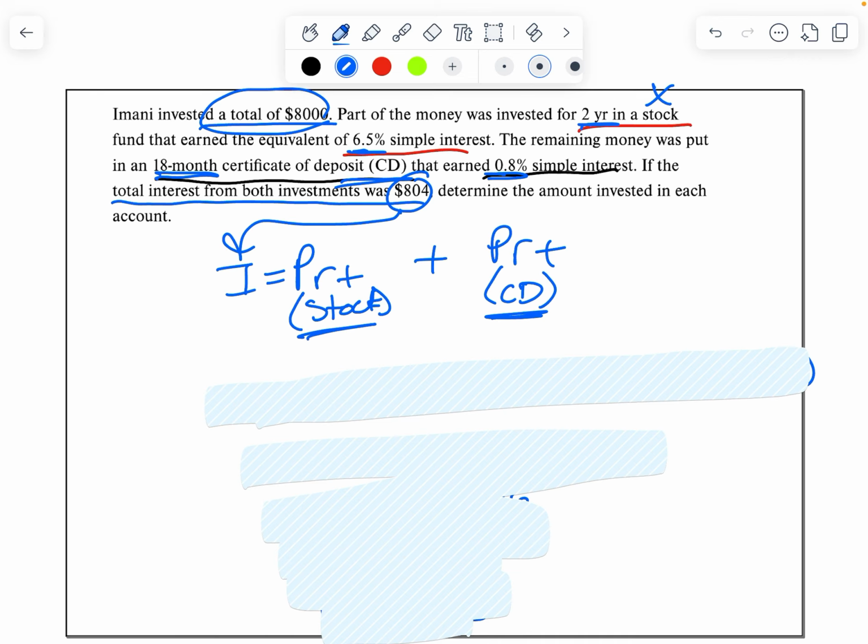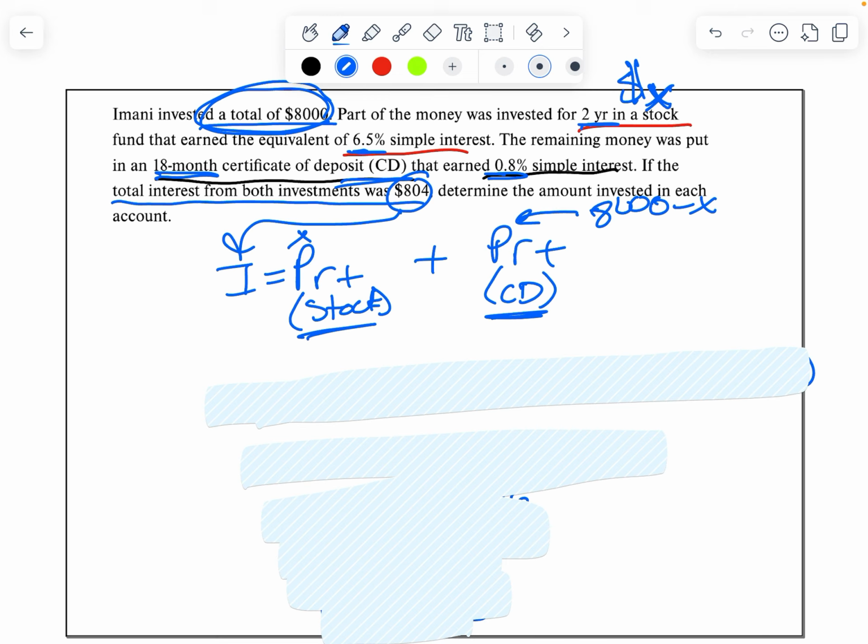I'm just going to take the numbers that are in the problem and substitute. So 804 for I. The amount of principal is the tough part because we don't know how much was invested in each. That's what we're trying to figure out. For the stock, if we call our stock X dollars, right? If our stock principal is X and we invested a total of 8,000, then our principal here has to be 8,000 minus X. Think about it.